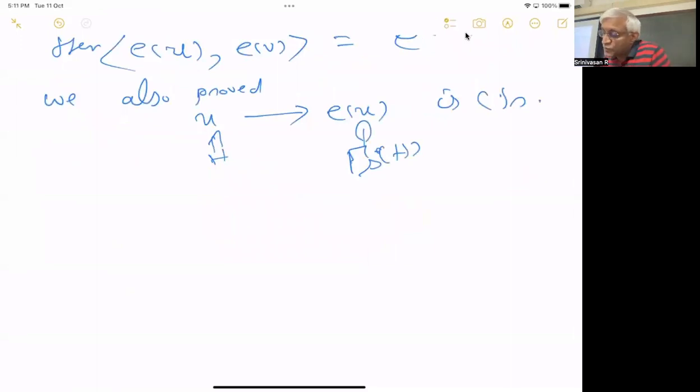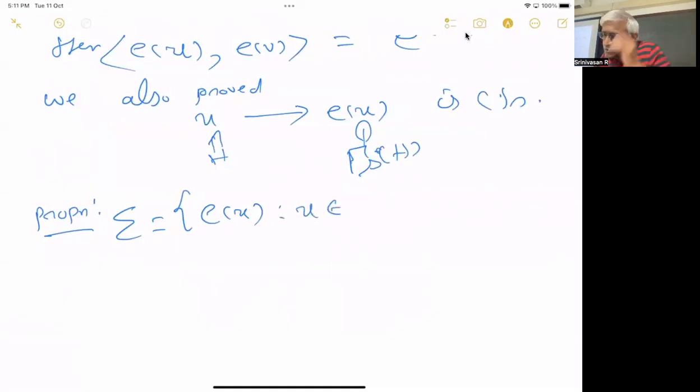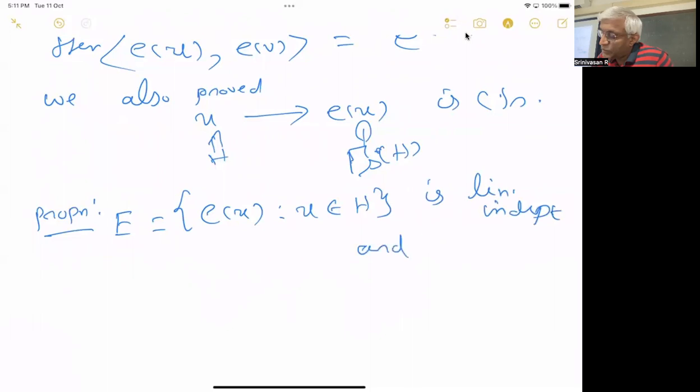So for that, we want to prove the following proposition. This set E of U, which we write like this, E of U, U in H. Usually E is called the span of E of U, so let's just call it capital E. Okay, E of U, U in H, is a linearly independent set and total in the symmetric Fock space.